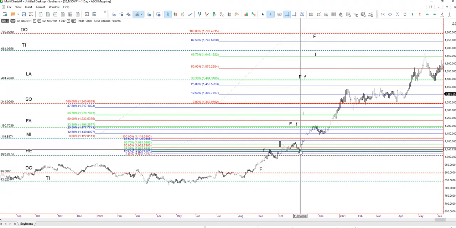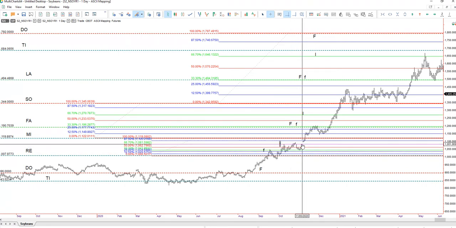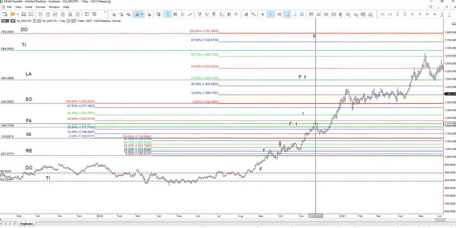So what happens here is we bounce off the Fa, we trade up, we get a close above the T, and then we close strongly above the Do. That's a big major force point there. So you can expect when you get that type of action, you're going to probably at least go to the Fa level. And that's exactly what happens.